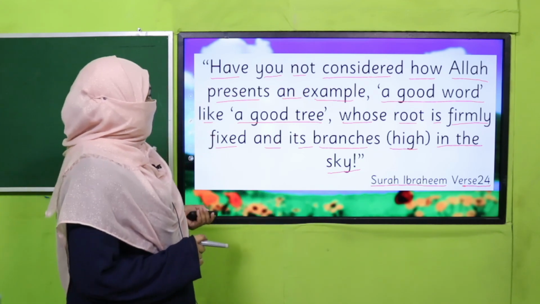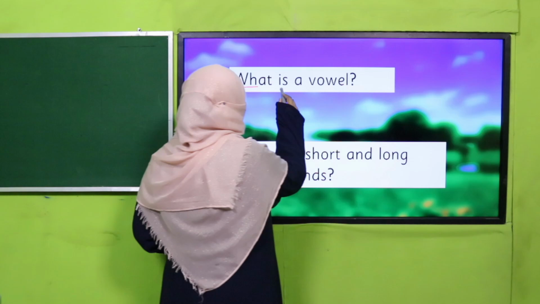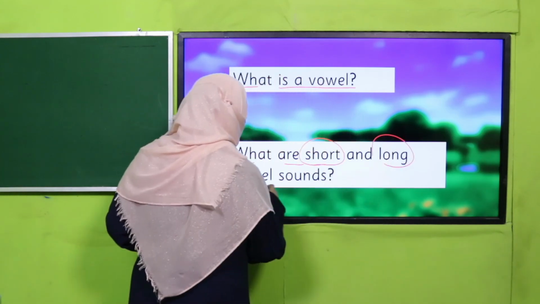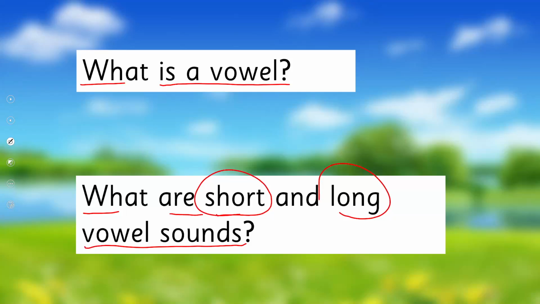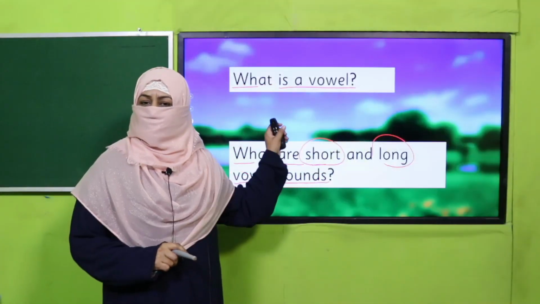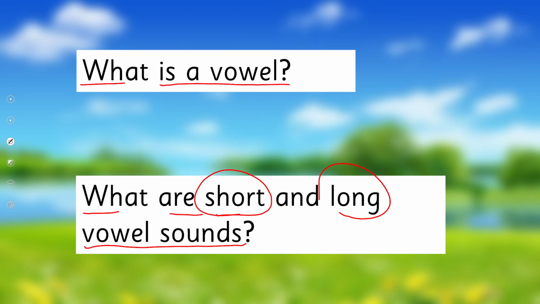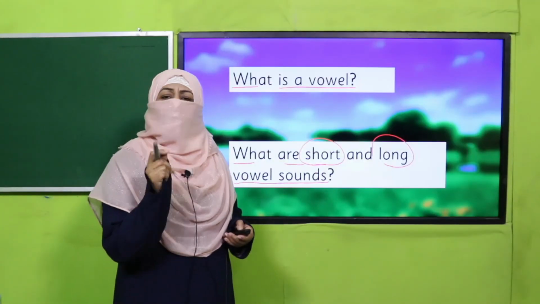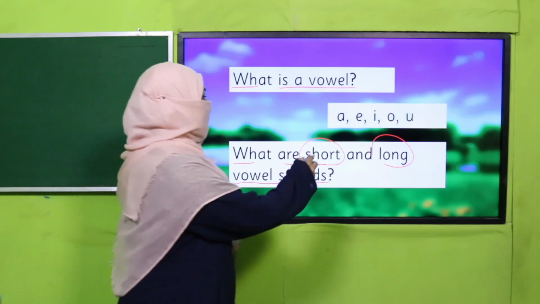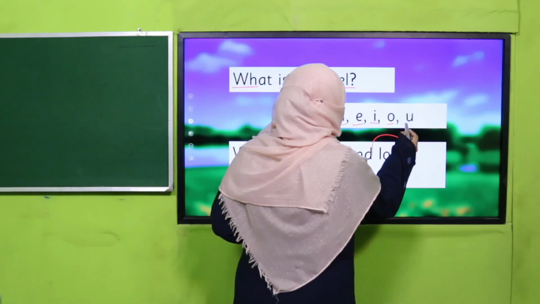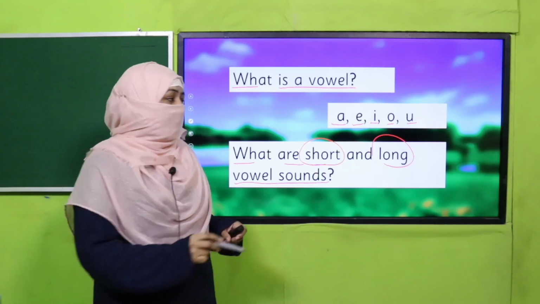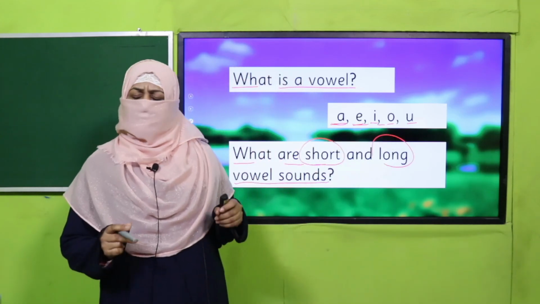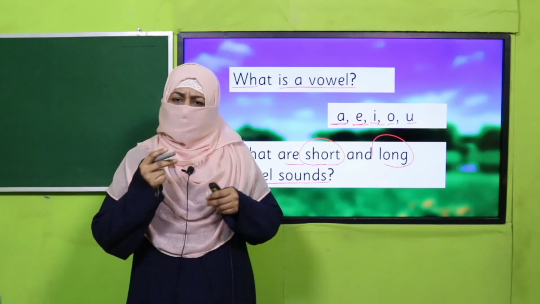So first, you tell me what is a vowel and what are short and long vowel sounds. My dear fellow teachers, kindly pause the video and take the answer to this question from the students. Yes, my dear students, I know all of you know that vowels are A, E, I, O, U. And now we know all these letters have two sounds, right? What are those sounds?